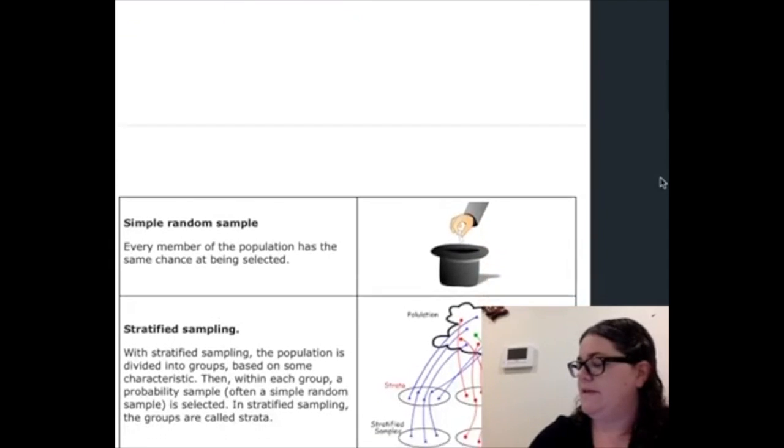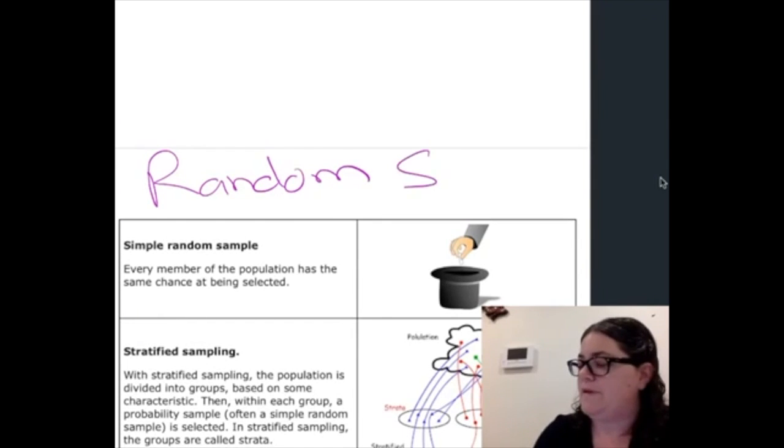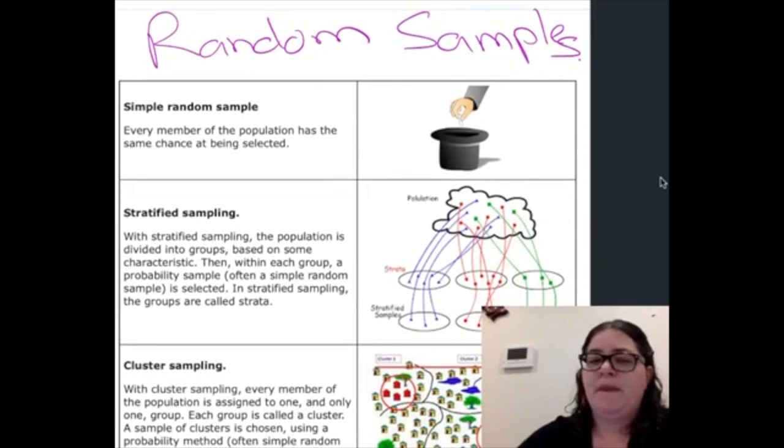I just want to take you down to, first of all, talk about random sampling methods. Okay, so that's our first important thing to know: what are random samples? There are a number of different methods that count as random samples. The first one I've got here is simple random sampling.